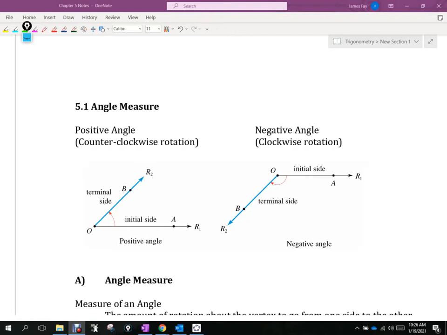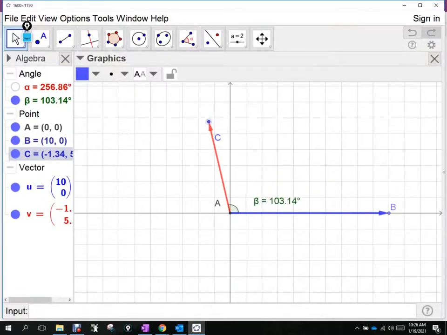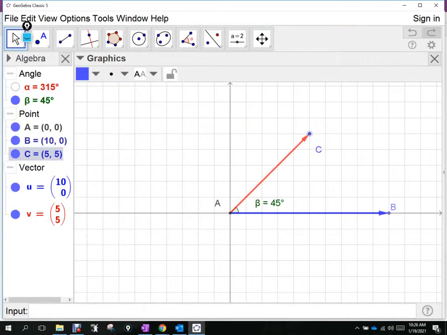One of our rays, which is one of the sides of our angle, is going to be called the initial side or the initial ray. And the other one is called the terminal side or the terminal ray. Now, the way that we're going to construct our angles and view them is in the coordinate plane.